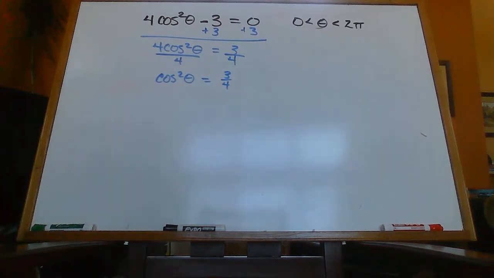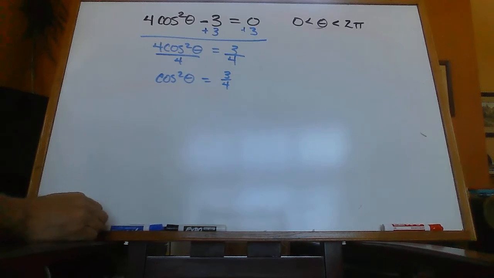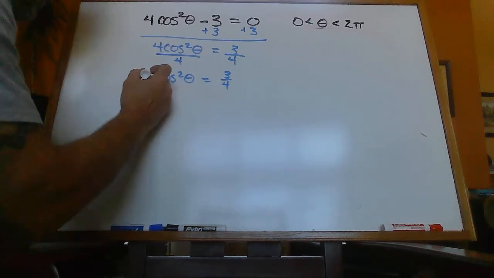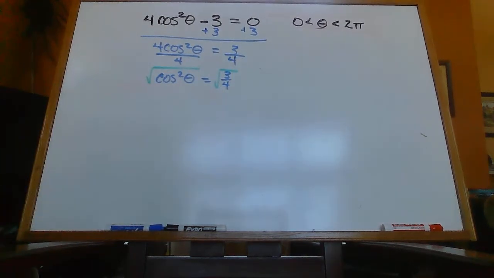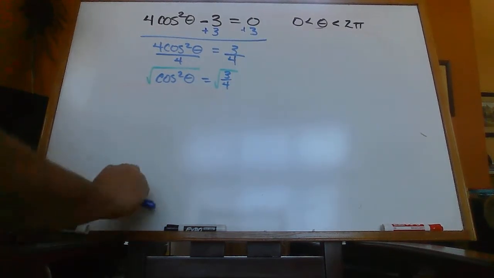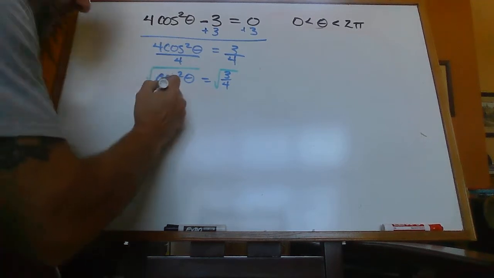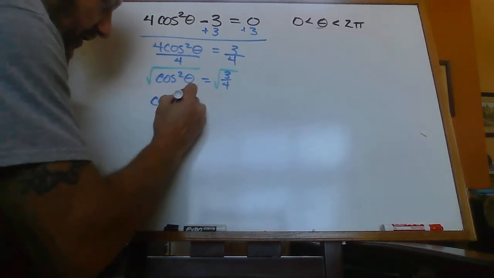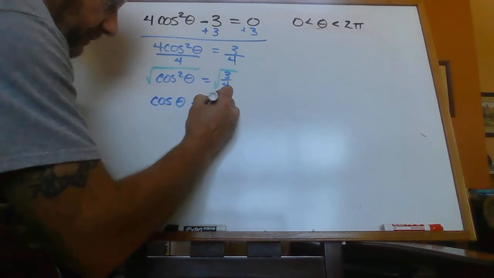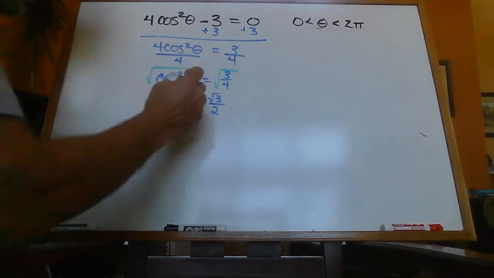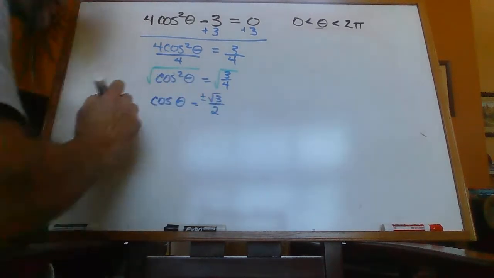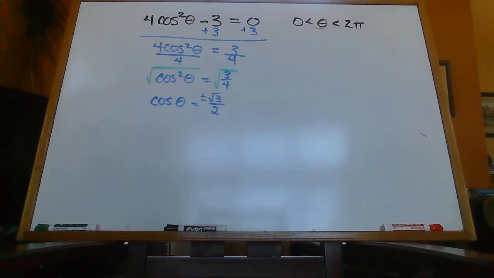Now the next step is a little bit tricky for some people. Need to get rid of that squared, so I'm going to square root both sides. Make sure when you're square rooting a fraction that you square root the top and the bottom. So I get cosine theta is the square root of 3 over 2. Square root of 3 is just square root of 3, square root of 4 is 2. And remember, it's plus or minus. So what that does is it doubles the number of answers that I get to this problem.